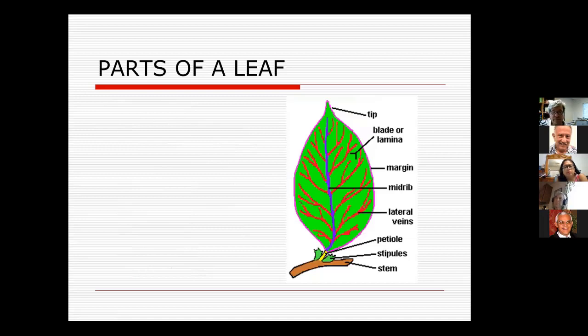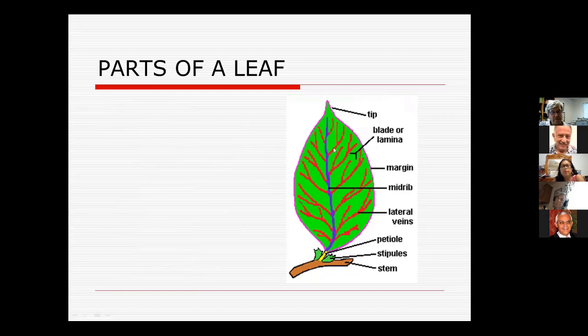So the parts of a leaf, again, these are just some terms you may see, and I want you to be aware of some of these terms. The tip, when we're talking about a leaf tip, is usually a point. It doesn't always have to be a point, but it's the far end away from the petiole. So it's the far end.